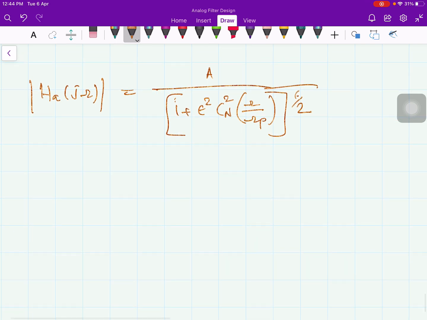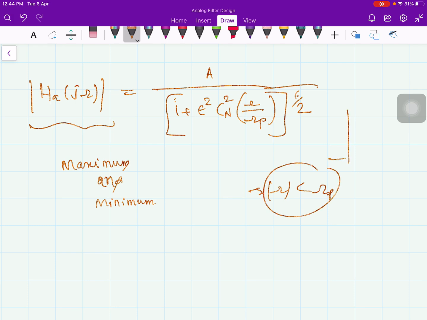Okay, so now what is the maximum value of this magnitude? Maximum and minimum value, let us find out. The maximum of magnitude of HA of j omega will obviously lie between two maxima for mod omega less than omega p, because it is oscillating, right? In the pass band it is oscillating like that. So it should have this point and this point. It lies between these 2 points. Now let us consider what is the maximum value and what is the minimum value.